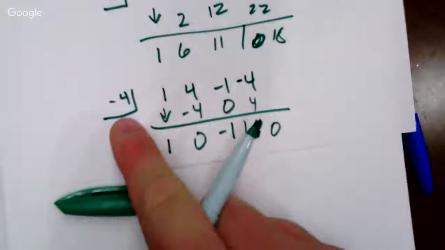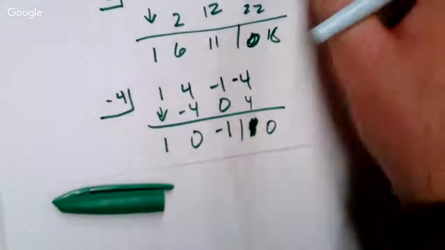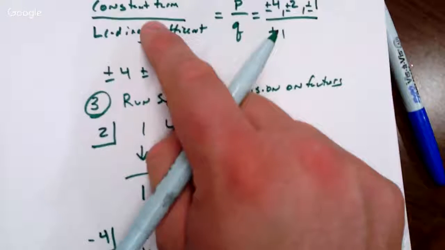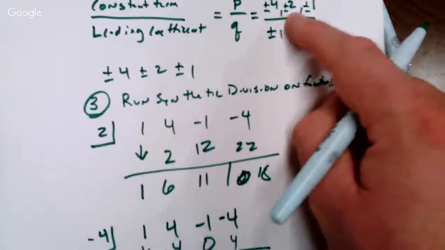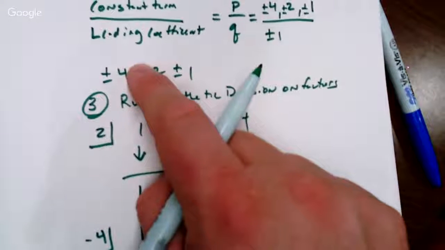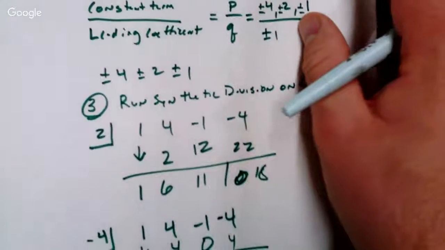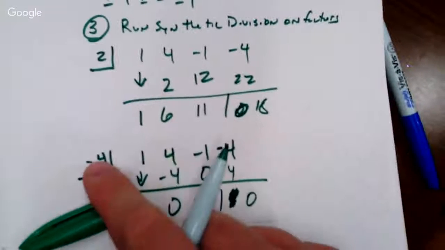Now, how did I know negative 4 worked? It was just one of my factors from my list of potential factors, which again is the constant term divided by the leading coefficient. That gave me plus or minus 4, plus or minus 2, plus or minus 1. Those are my factors of 4. 1 is just plus or minus 1. Tried 2, didn't work. Tried negative 4, did work.